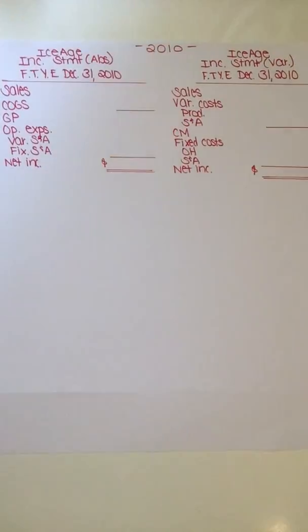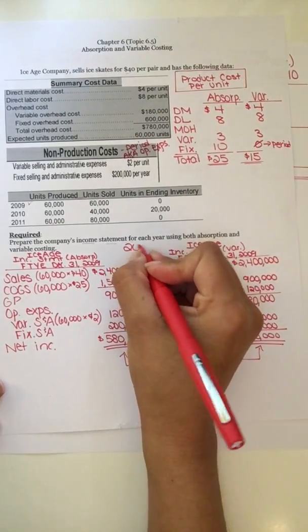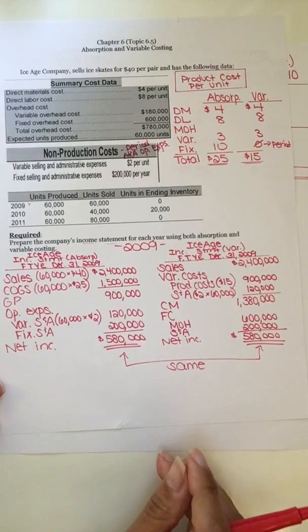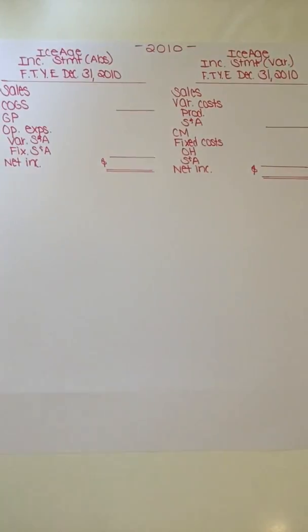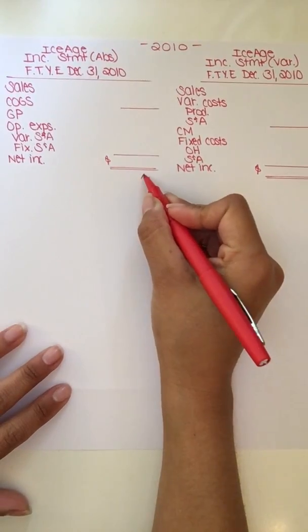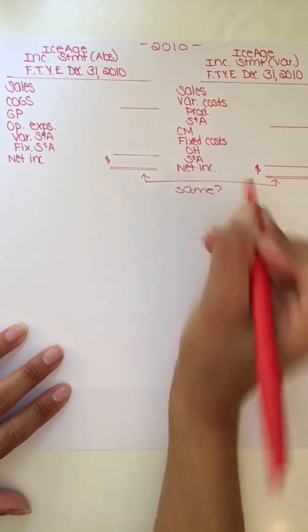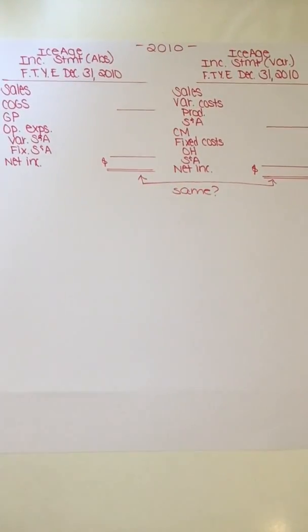I'm curious if you tried 2010 on your own. We just did 2009 together. We found out that net income was the same, and then I said go ahead and try 2010 and see if these figures, just as a hypothesis, are going to be the same as well. Will it always be the same? Hopefully you worked through that, and let's compare.